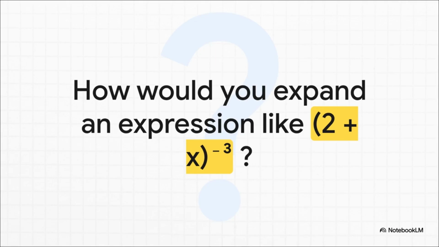So let's kick things off with a question. How would you even begin to expand something like this? You've got that negative exponent, and you've got that 2 inside the bracket. It definitely looks a little tricky. But here's the deal. By the end of this explainer, you are going to have a crystal clear, repeatable method to solve this no sweat.